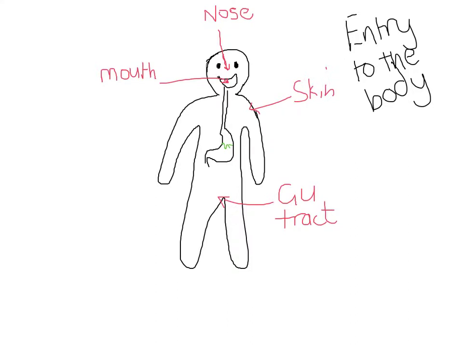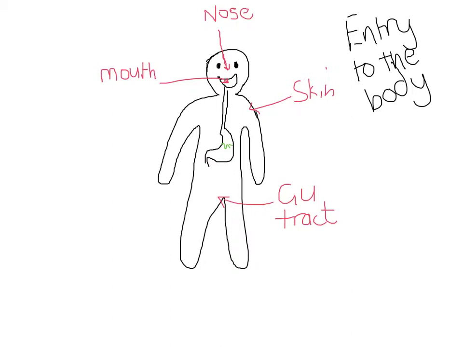Another way that pathogens can enter your body is via your mouth and your nose. Now this time, instead of going down into the digestive system, they can end up in the lungs. Now the body does not want this to happen. The body wants to stay safe, so it has features that allow it to protect itself from these pathogens. So in the airways it produces mucus.